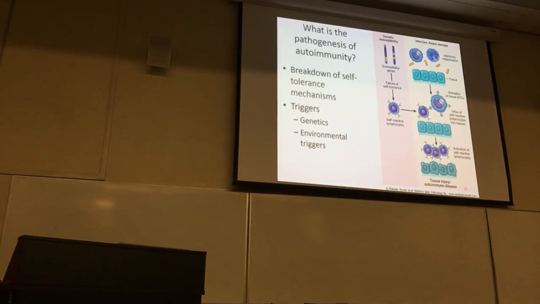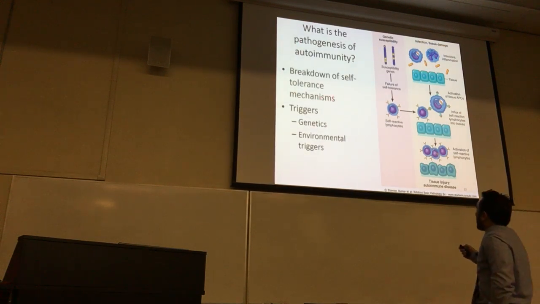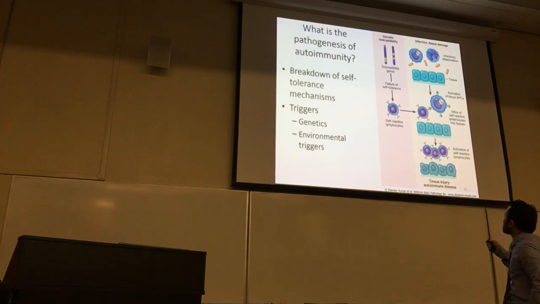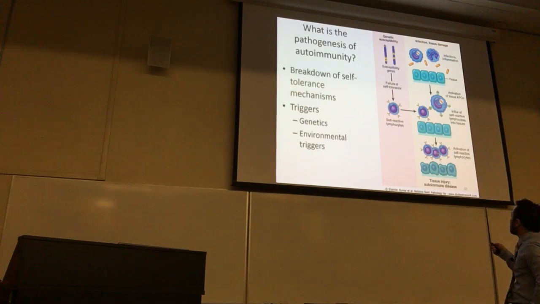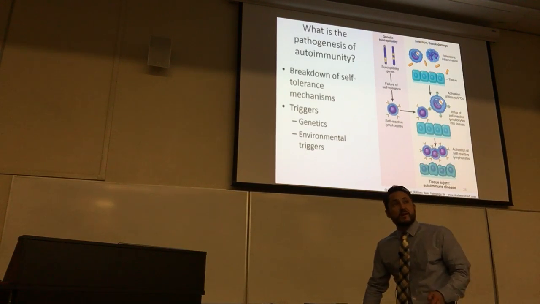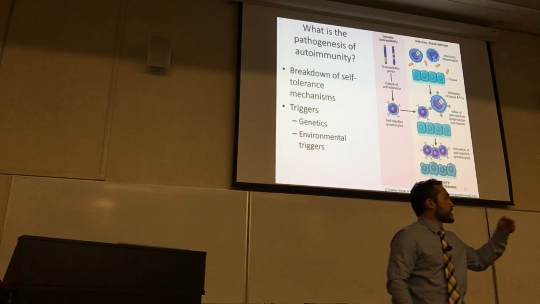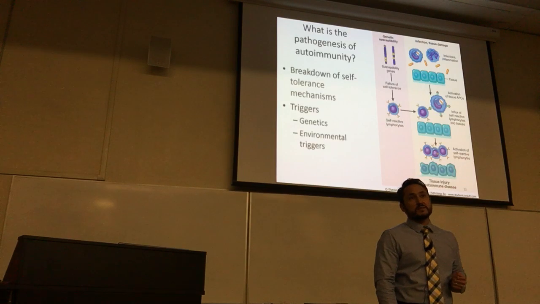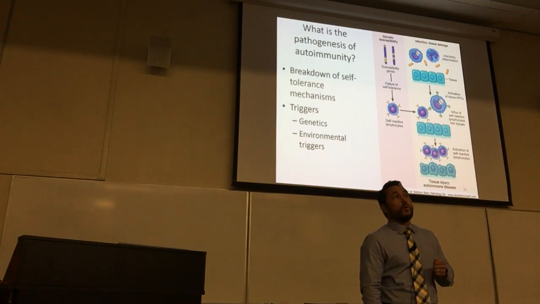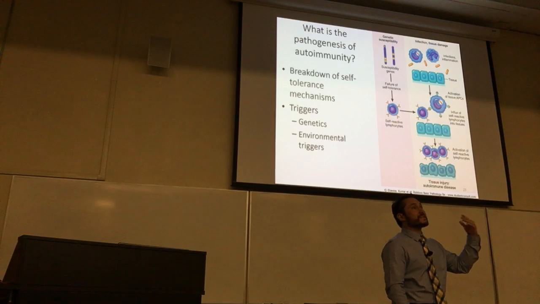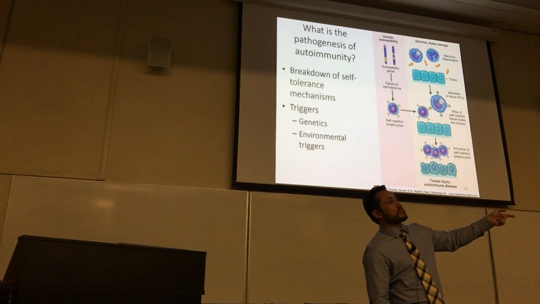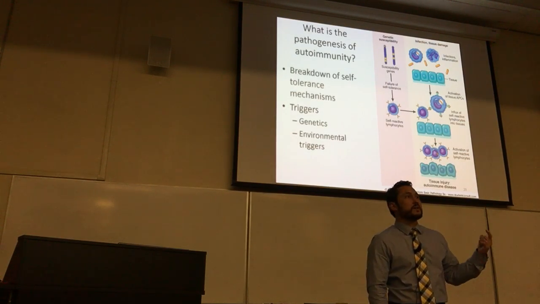Okay? So, how does this all happen? Well, we have a breakdown of self-tolerance mechanisms, and we make clones that are self-reactive, and then we put them out in our circulation. And they go and they attack our intestinal tract in Crohn's disease. Or they go and they attack our beta islet cells in diabetes mellitus type 1. Or they go out and they become overly sensitive to certain types of pollens or antigens. Or they go and bind to thyroid-stimulating hormone receptors on thyroid epithelium.